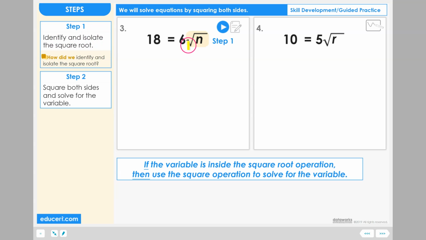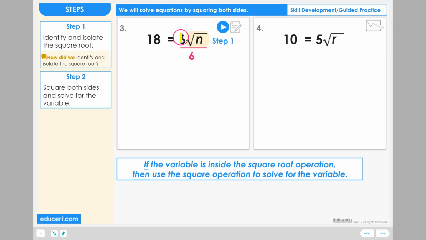Here is our square root from the very beginning of the symbol to the end of the upper bar, and the expression inside of the square root is just the variable n. The square root is not isolated yet because there is also this multiplication of 6 on this side of the equation. So to isolate, we need to use a multiplicative inverse to divide away this multiplication of 6.